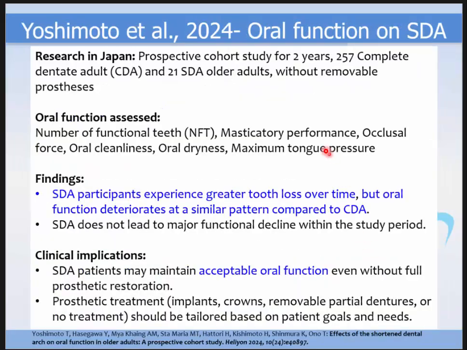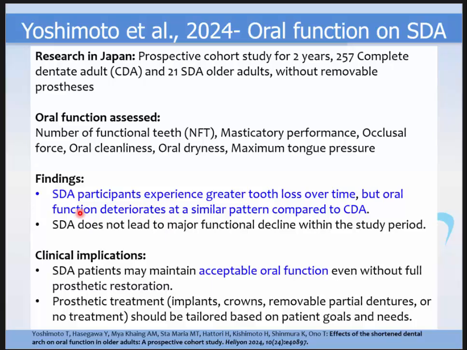This is quite a new piece of research from 2024 by Yoshimoto. They looked into the oral functions among shortened dental arch patients, looking at the number of functional teeth, masticatory performance, occlusal force, oral cleanliness, dryness, and maximum tongue pressure. It was carried out over 2 years and included 257 patients with complete dentate and 21 shortened dental arch patients not wearing dentures.